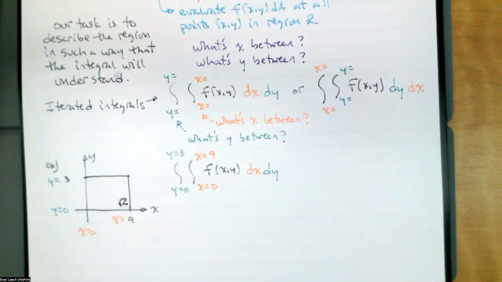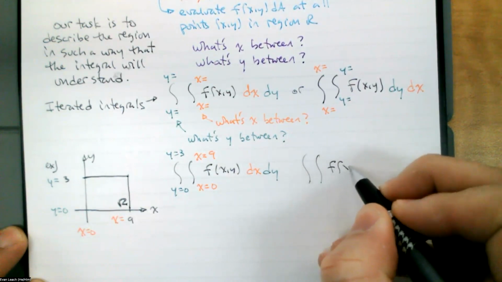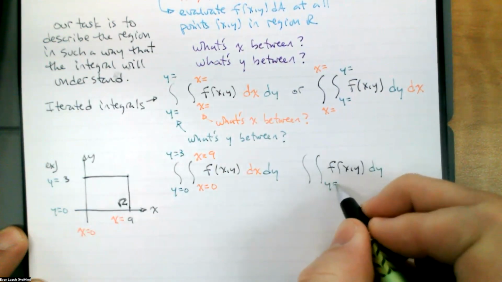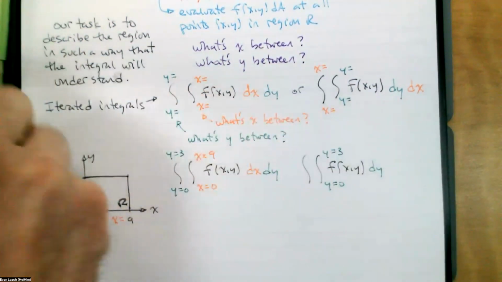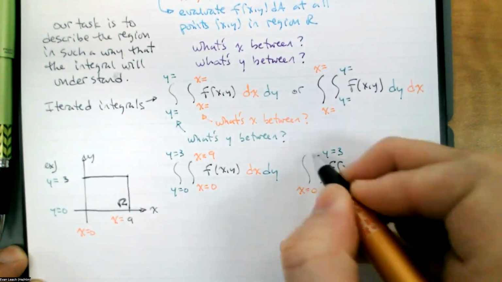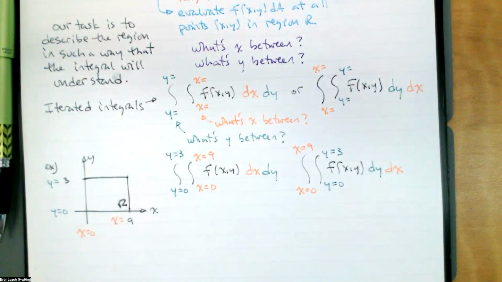Rectangles are easiest to describe because it's just the intersection of two intervals. And these two intervals are interchangeable, as long as the x's go with the x's and the y's go with the y's. So we could also describe this with the integral dy dx, where y goes from 0 to 3, and x goes from 0 to 9. Rectangles are easy because it's just the intersection of those two intervals.